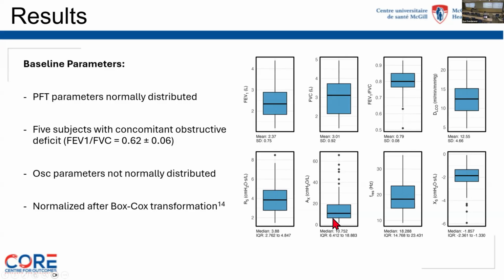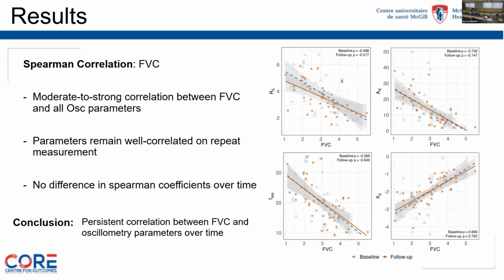There are multiple outliers, and a lot of these parameters almost present with a log-normal sort of distribution. So we transformed the data using a Box-Cox transformation, which resulted in the data becoming normally distributed. Looking onto our analysis, we conducted Spearman correlation first, comparing FVC with all of the different oscillometry parameters.